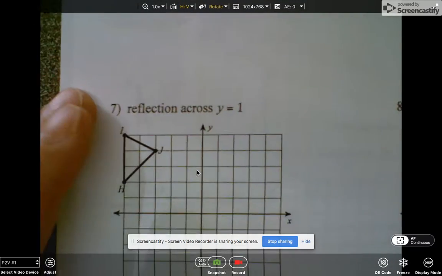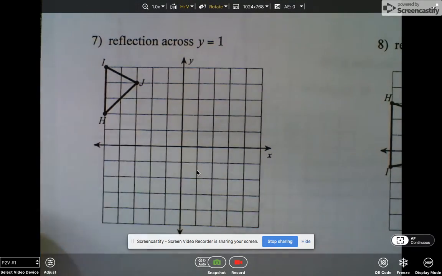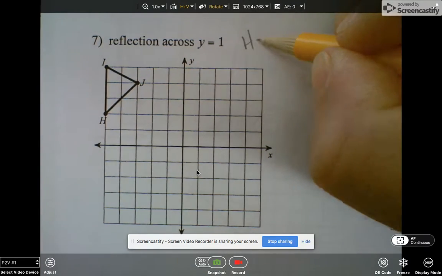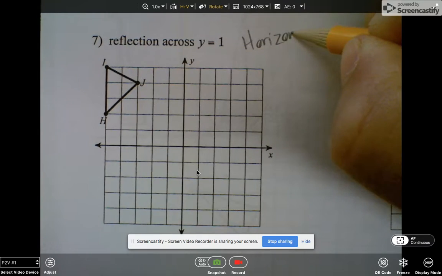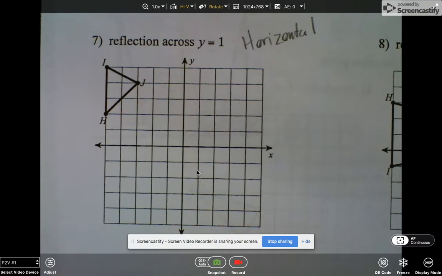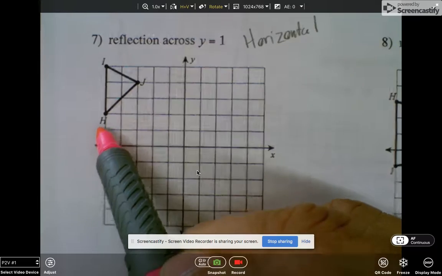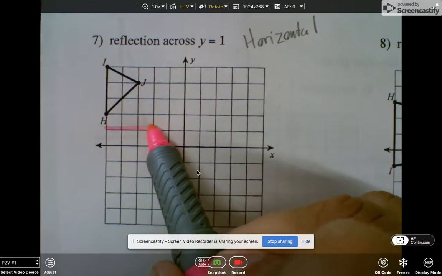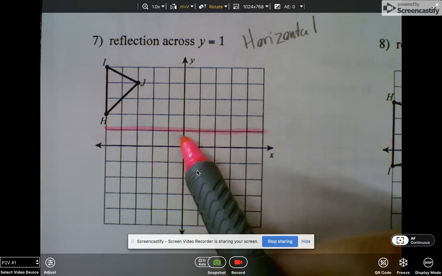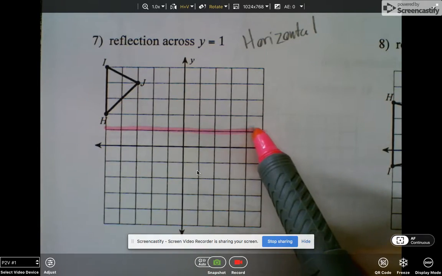And last but not least, number 7, a reflection over y equals 1. So can anyone tell me, is y equals 1 a vertical line or horizontal line? And then secondly, where should it go? So it's definitely horizontal. Anybody want to tell me where to go for the horizontal line? So we're going to go right here. So this is the origin. You go up 1. So this is y equals 1.